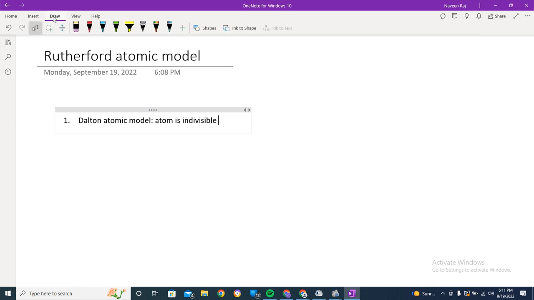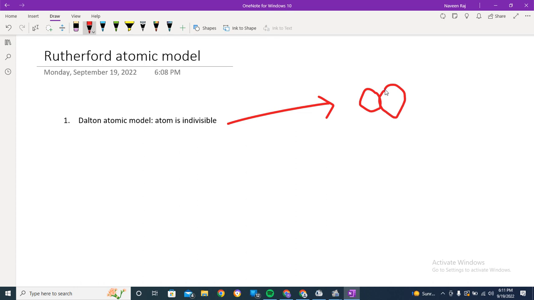According to him, there were no subparticles, and it would be something very simple: the atom is indivisible. These are atoms, the smallest particles that are indivisible. Matter consists of them, and they are not divisible, like we cannot study them further. This was the very first statement given.